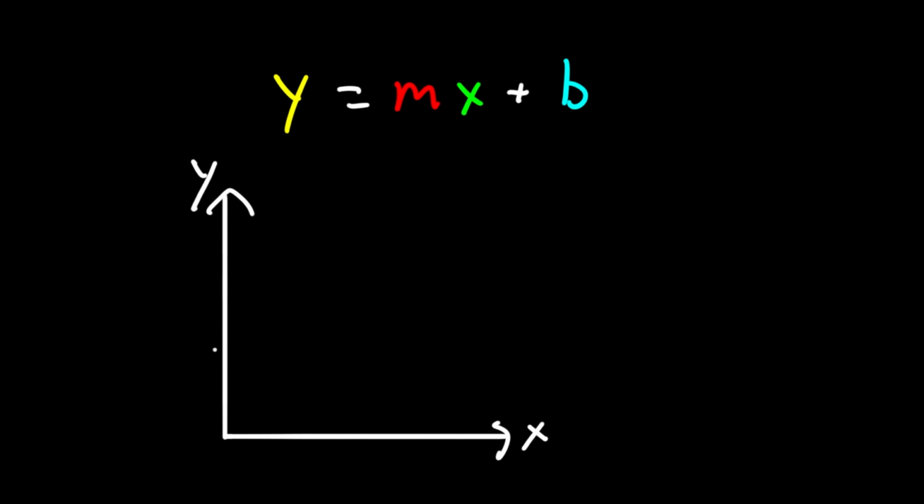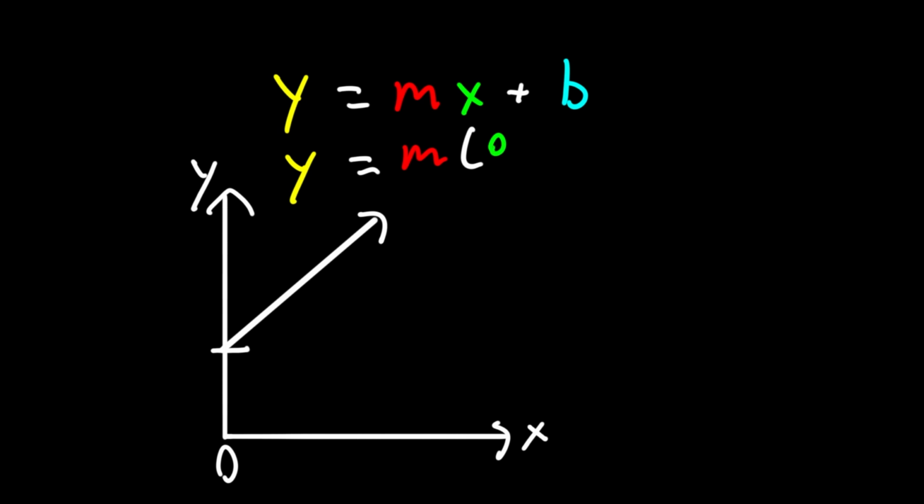But for now, pretend that the definition of a y-intercept is this point. It's the point where the graph touches the y-axis. And at this point, notice how x is 0. So let's find out what y is when x is 0. So we're going to replace x with 0. Now recall that anything times 0 is just going to be 0.